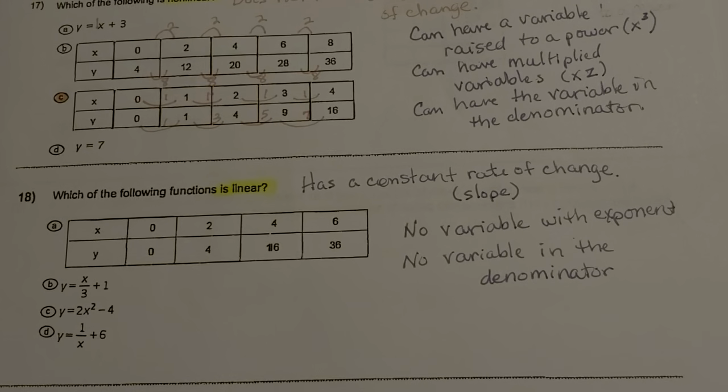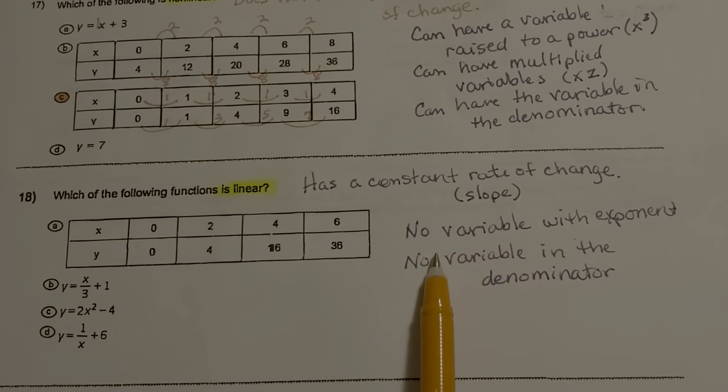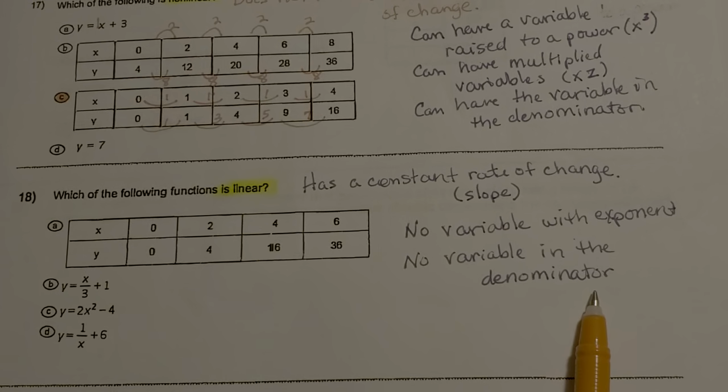Number 18 says which of the following is linear. Therefore, we want it to have a constant rate of change or slope. No variable will have exponents. No variable will be in the denominator. And of course, no variable will be multiplied.